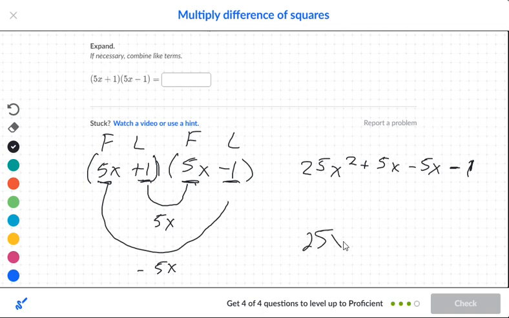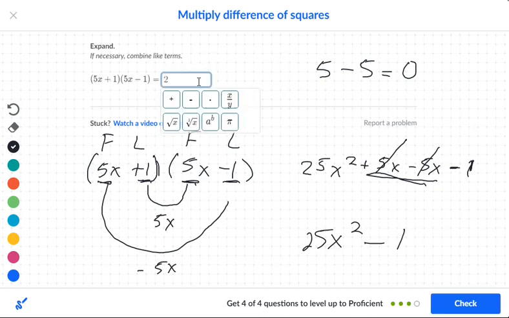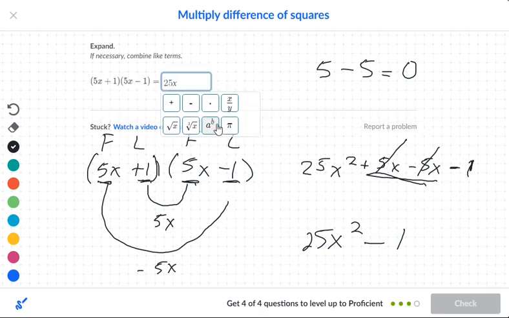So I'll say 25x to the second. Now notice right here the middle terms, they're both x's. So I got a positive 5 minus 5. So I get a 0. So we can just cross these out. You don't have to write down anything for the x's. You can skip that term and just simply say 25x to the second minus 1. So we'll press in 25, x, AB key, 2, spacebar. We press minus and we go 1.